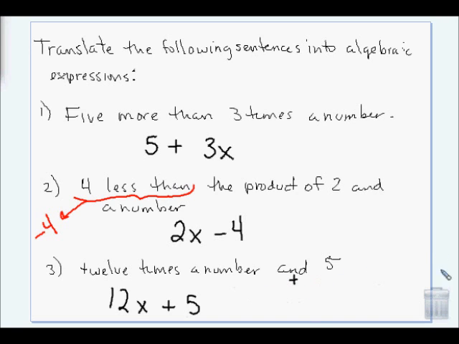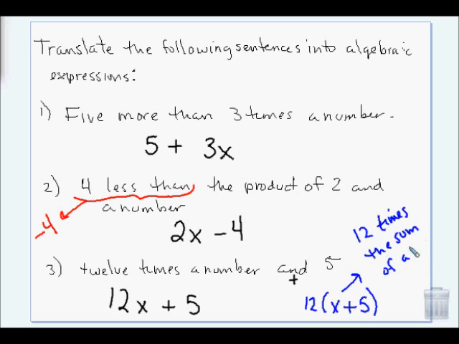Sometimes people do, I'm going to do it in blue because it's wrong. 12 times a number and 5, but this right here would be 12 times the sum of a number and 5. Okay, so that's the difference. This is saying 12 times the sum. That's when you put it in parentheses. This is just saying 12 times a number and then add 5 to it. Okay, so I don't want to see that mistake on the final.